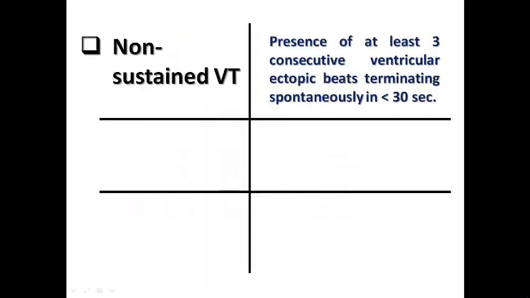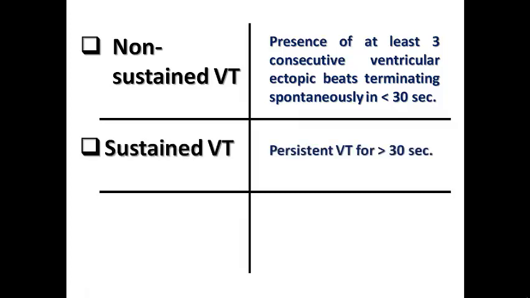So this drags us, of course, to the definition of ventricular tachycardia. We have a type called non-sustained ventricular tachycardia, which means that there are at least 3 consecutive ventricular ectopic beats terminating spontaneously within less than 30 seconds. So if you have 3 consecutive PVCs or more, you could define this as ventricular tachycardia. If it persists for less than 30 seconds, it is non-sustained ventricular tachycardia. But if it persists for more than 30 seconds, it is called sustained ventricular tachycardia.